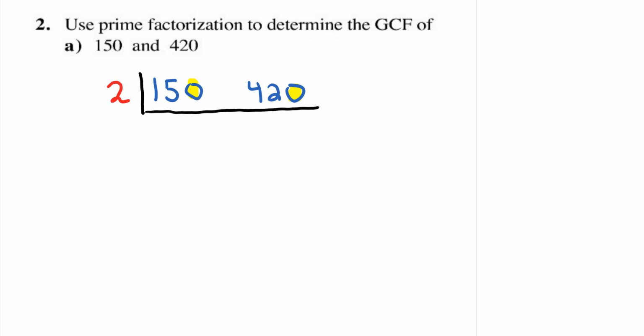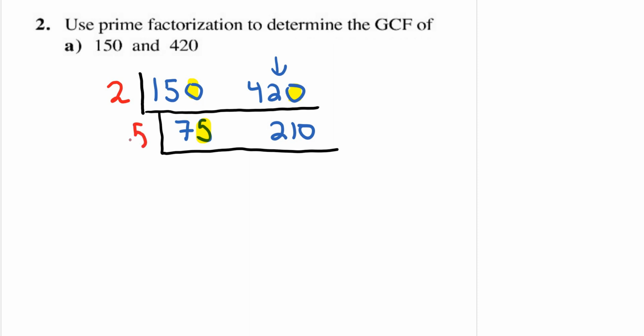So 150 divided by 2 is going to be 75. 420 divided by 2 is going to be 210. Then another ladder method here. And since there's a 5 here, a number that divides both 75 and 210 will be 5. So 75 divided by 5 is going to be 15. 210 divided by 5 is going to be 42. And then I can draw another little ladder here.